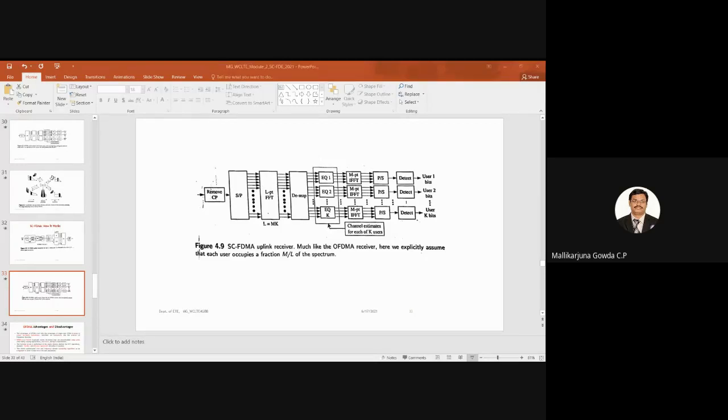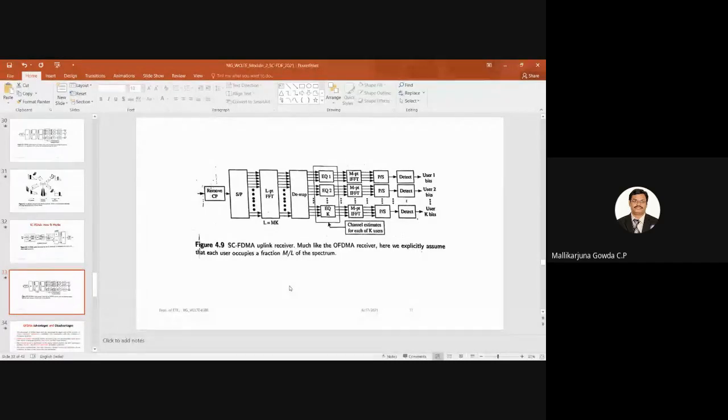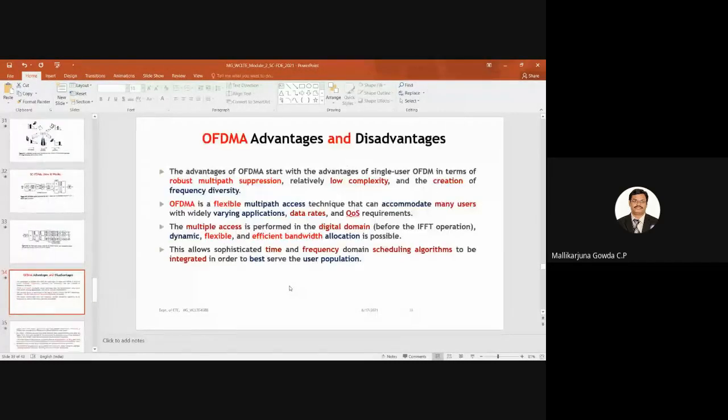So the only difference between this OFDMA and SC-FDMA is we are using FFT and IFFT operation, both at the transmitter side as well as at the receiver side. So to nullify, as I said, the requirement of high linear power amplifiers. Okay, fine. So I don't know whether I have discussed the OFDMA advantages and disadvantages.